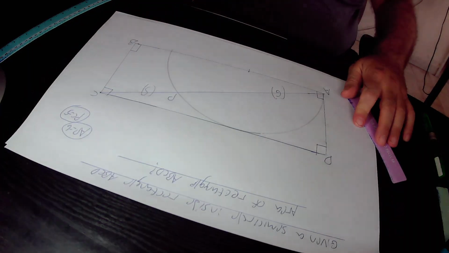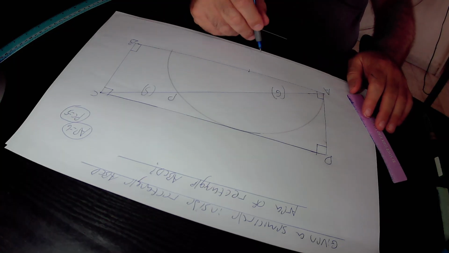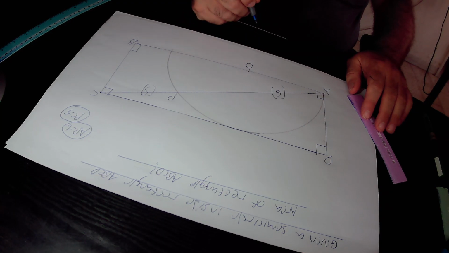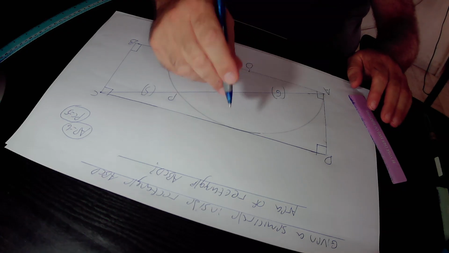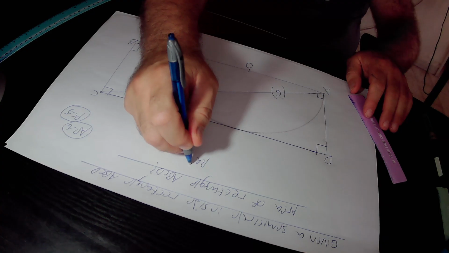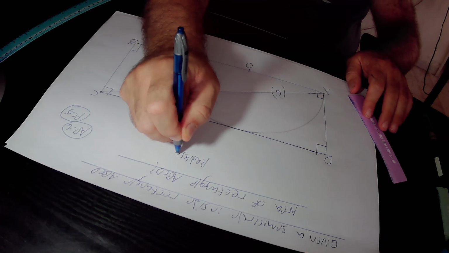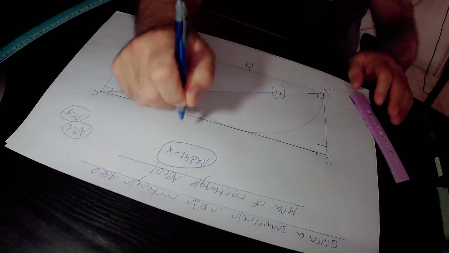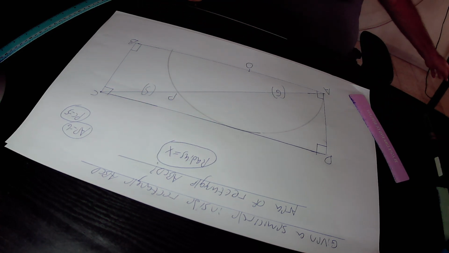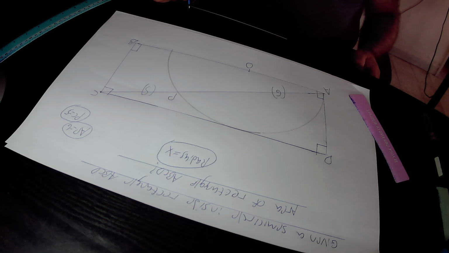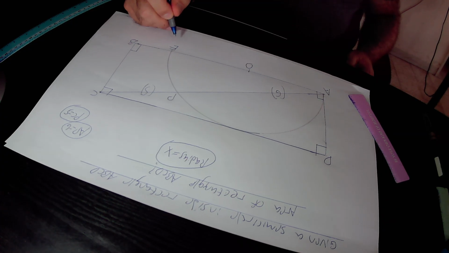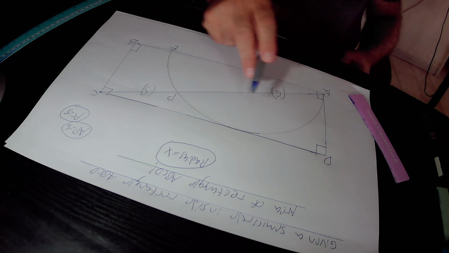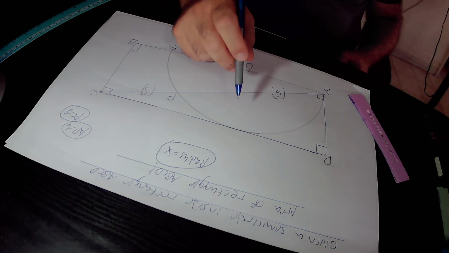The next step, we define the center of this semicircle. This point is point O. We define the radius of this semicircle as x. We define the touching point of this semicircle with side AB of this rectangle ABCD. This point is point E. And we define the point of tangency of tangent DC with this semicircle. This point is point M.